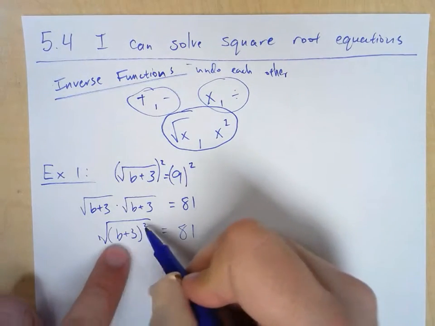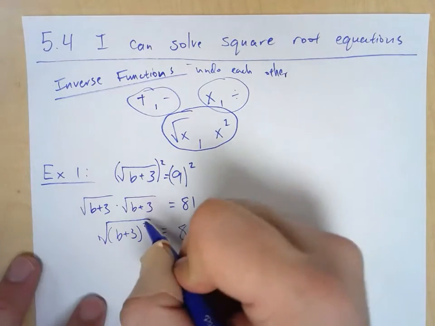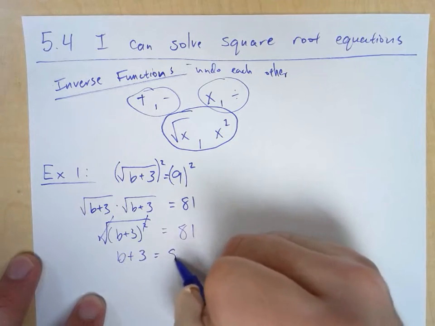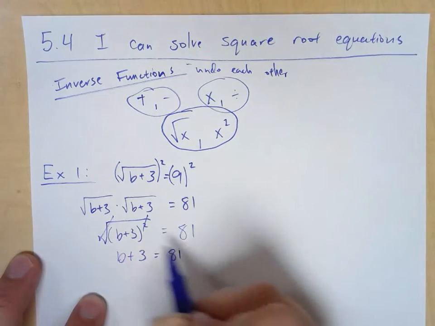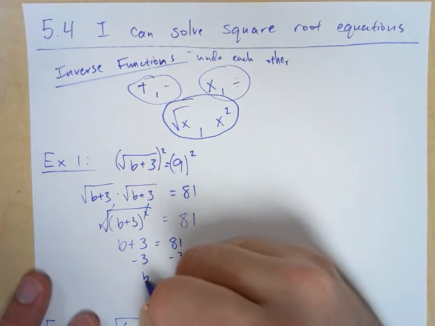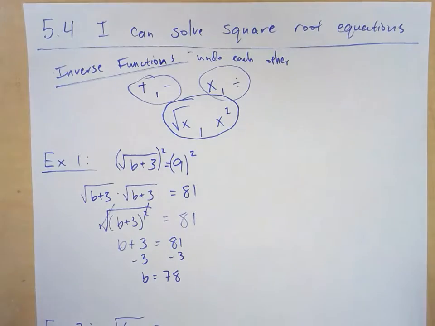So the square root of something squared is going to cancel out. The square root of 3 squared, well 3 squared is 9, the square root of that is 3. So the squared and the square root cancel out, and we'll have b plus 3 gives us 81, which now is an Algebra 1 level problem, so we're going to subtract 3 on both sides. We need b equals, of course, 78. Woohoo!